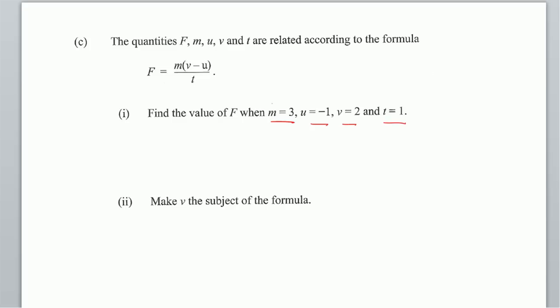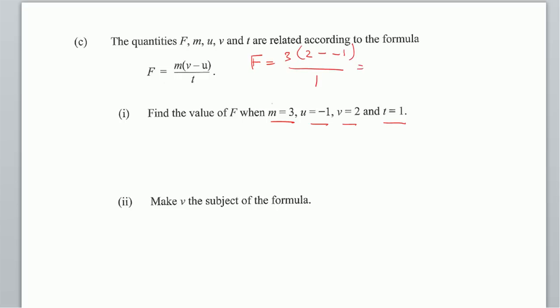Right? So we write F is equal to m. What is m? m is 3 in this case. So it's 3, open brackets, v minus u. v is 2, and u is minus 1. Alright, so you need to be very careful with this. All over t, which is 1.